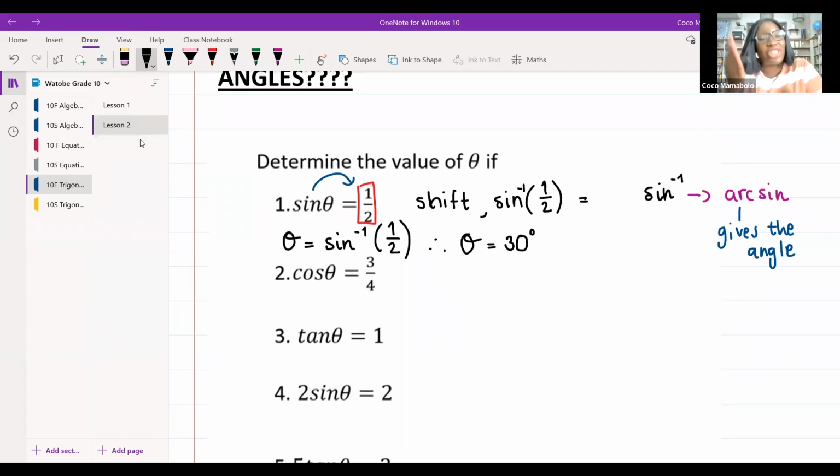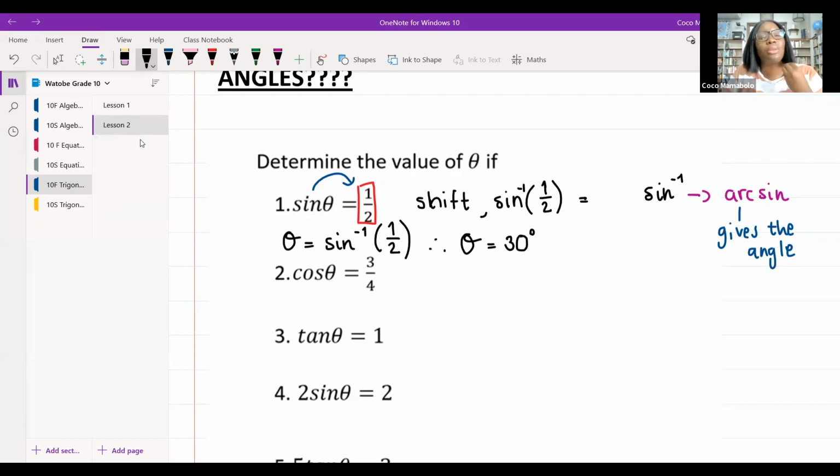Theta is an angle, and the way we find the angle is by clicking shift. I told you guys, I'm going to make a trend. I swear. Now let's look at cos.